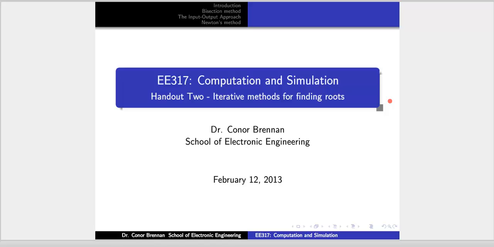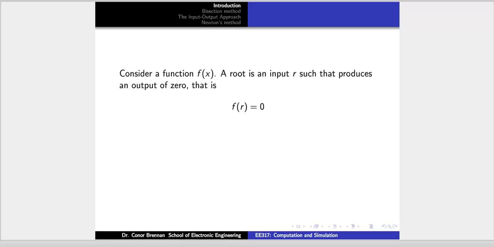What's this all about? It's iterative methods for finding roots. So what does that mean? What is a root? This is something you all know from a long time ago. If we have a function f(x), a root is an input r such that it produces an output of 0. In other words, a root is an input such that f(r) = 0. Very straightforward, you've all known that for a long time.